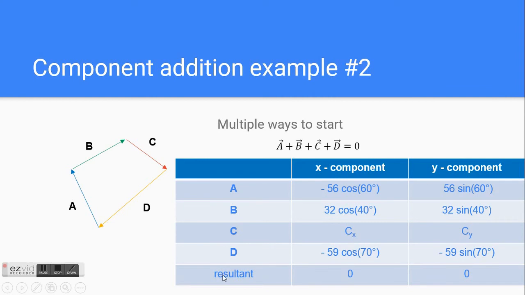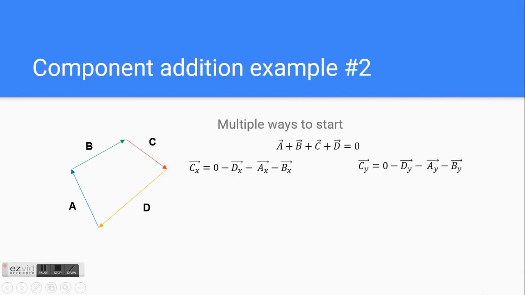The x component of B, 32 cosine of 40. It's going to be really this angle in here or this angle in here, depending on how you want to think of it as the 40 degree angle. And D, the 70 degrees, it's really that angle in there that is the 70 degree angle. So we know that we have to add these four things up and end up with 0. So probably an easier way to do this is to take 0 and subtract all of these to get the two components.